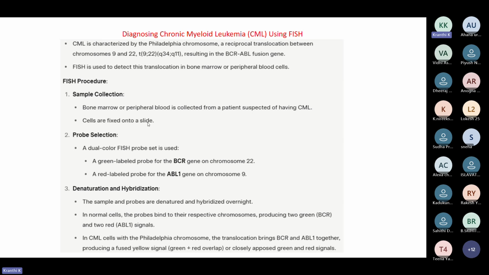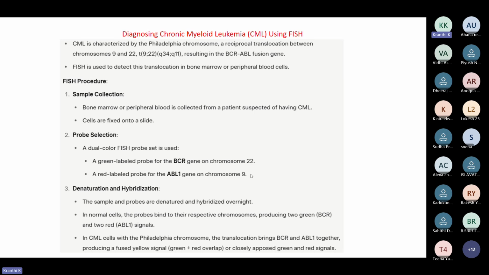So first you collect the sample, and then you add two probes. What is the probe? One is the BCR probe, which is labeled with a green fluorescent dye. Then you add one more probe for the ABL gene, which complements the gene on chromosome 9, and it is red in color. Simple, just try to understand. Two genes are there. One is the BCR gene on chromosome 22, then the ABL gene on chromosome 9.